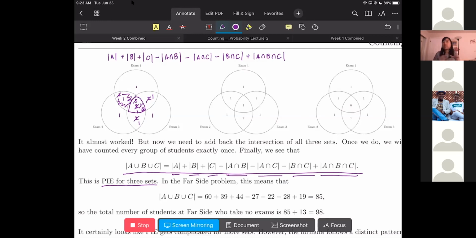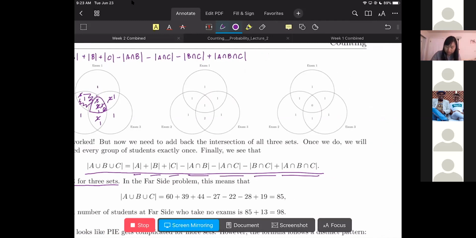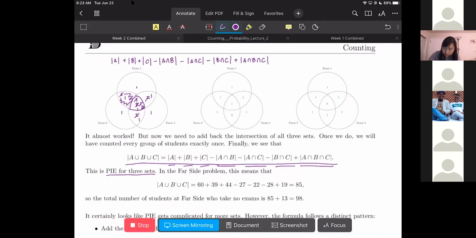This is a generalization of the one that we just did for 2 sets, which we remember was just, I'll write it here for comparison. For 2 sets, it was just A union B equals A plus B minus A intersect B.